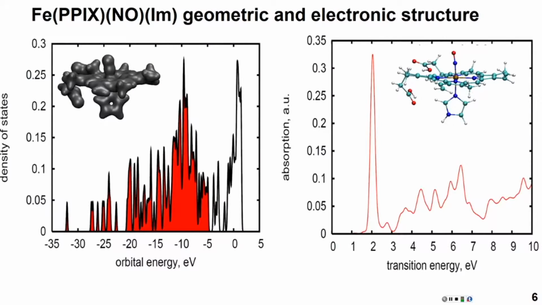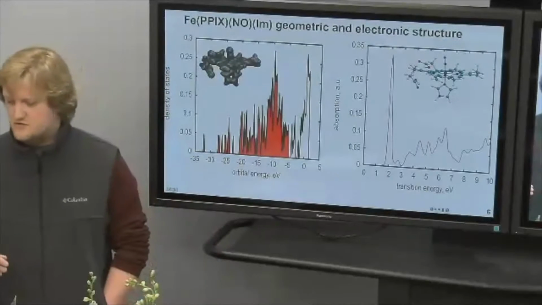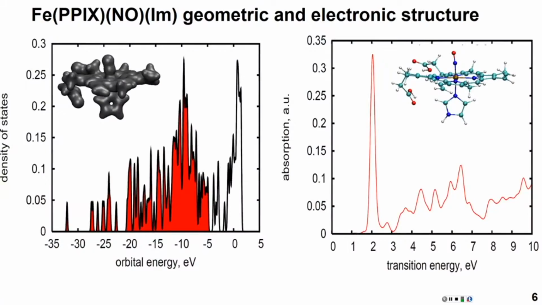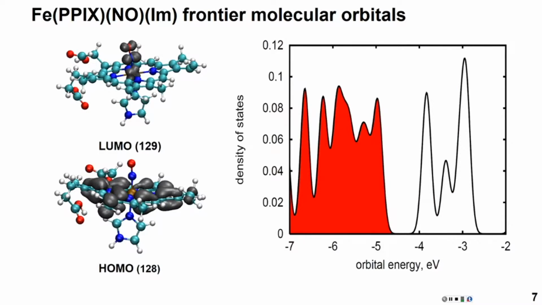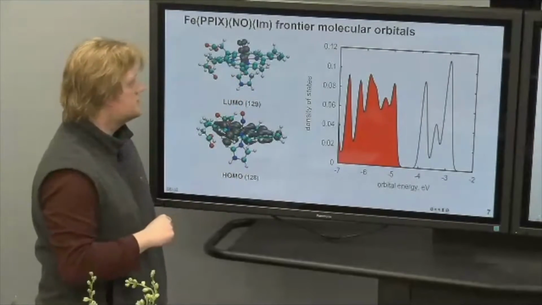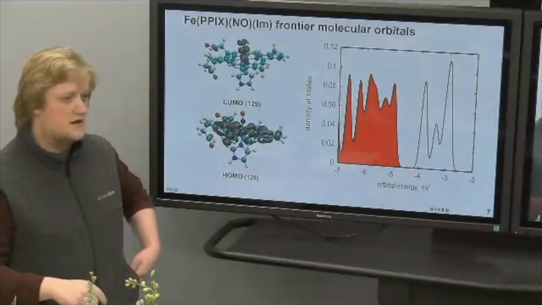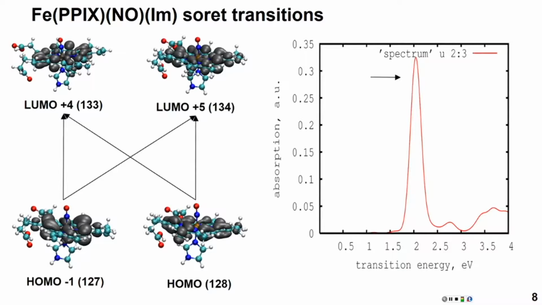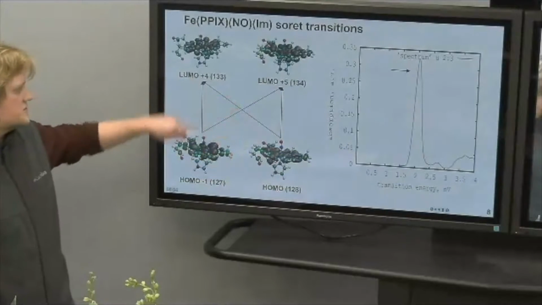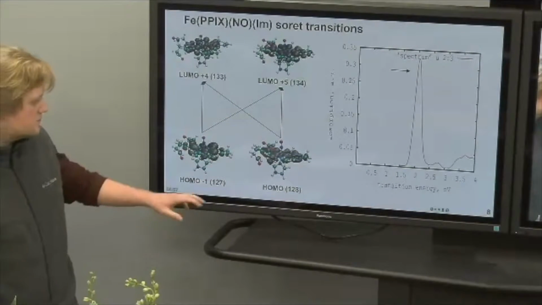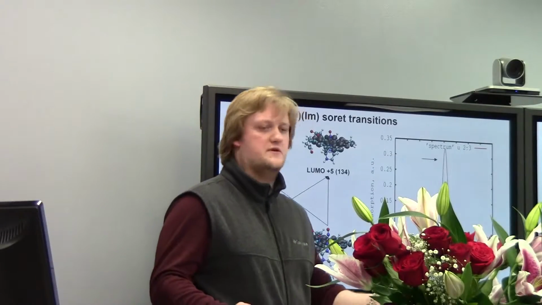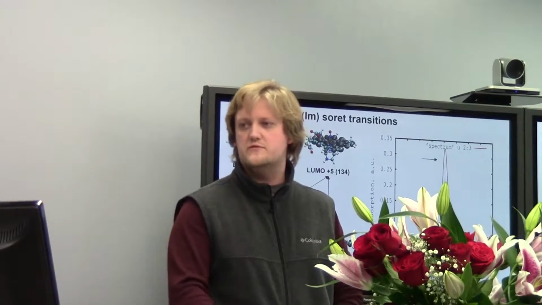All right, so this just shows the geometry optimized structure for my first model. The thing to keep in mind is that the HOMO has electron density on the porphyrin ring, whereas the LUMO has electron density on the nitrosyl ligand. If we look at the Soret transition of this particular model, we see that these transitions are dominated by molecular orbitals that have charge density along the porphyrin ring, the pi-to-pi-star transitions that are commonly observed in porphyrins.